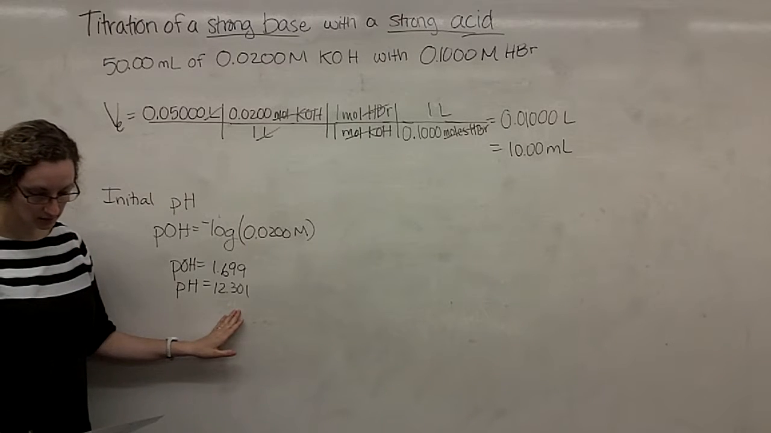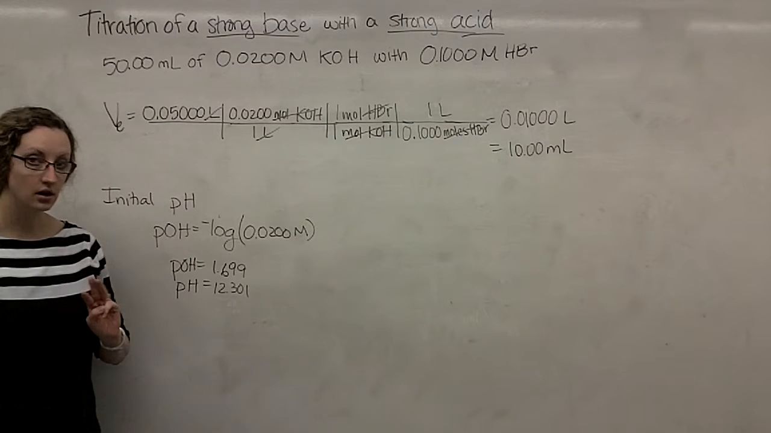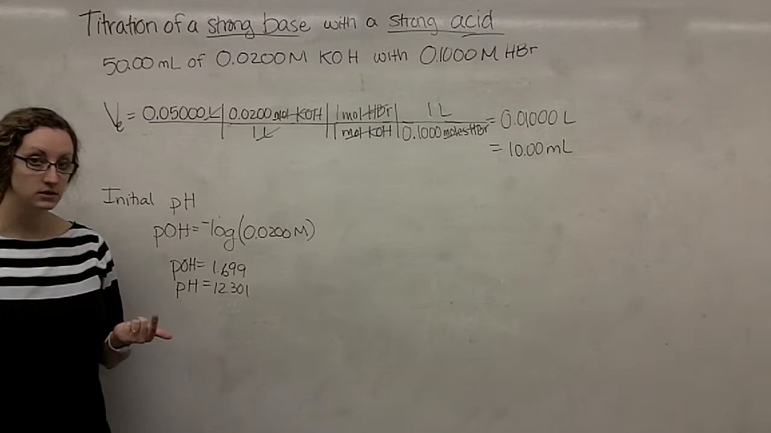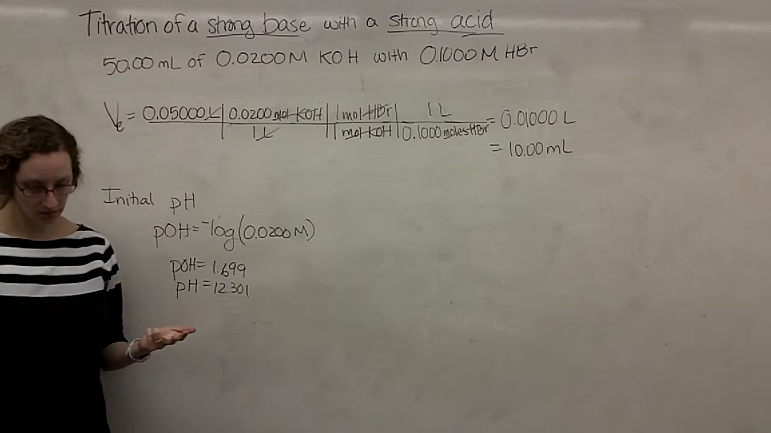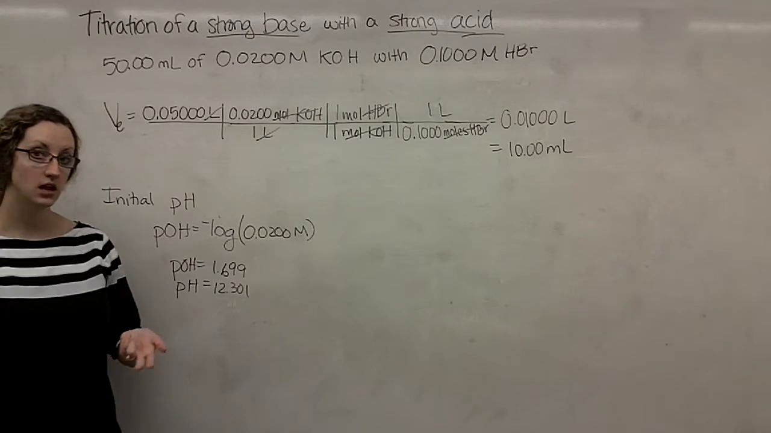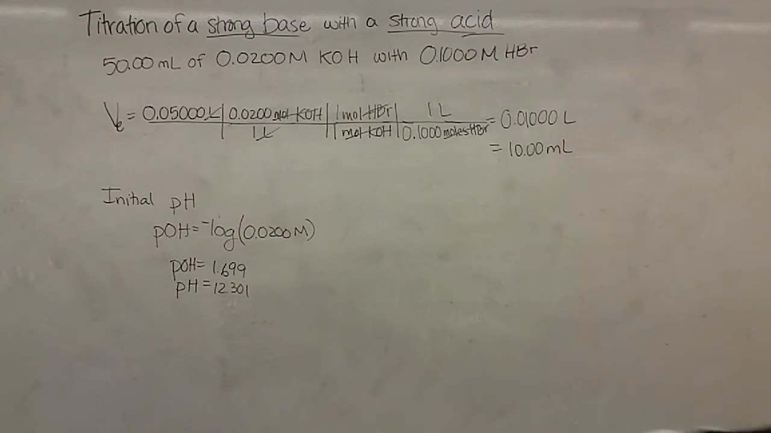Okay, so that's the very first thing you need to do. Then there are 3 other points that we need to get in our titration curve: 1 is before the equivalence point, 2 at the equivalence point, and 3 after the equivalence point, where we have excess H+. So that'll be the next video that I will be talking about.